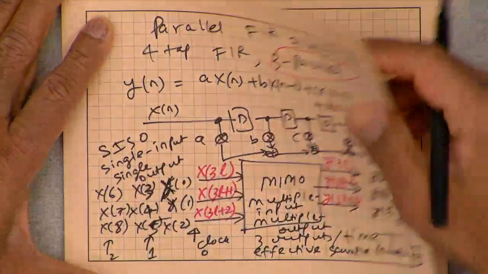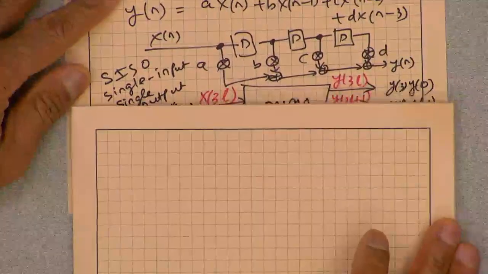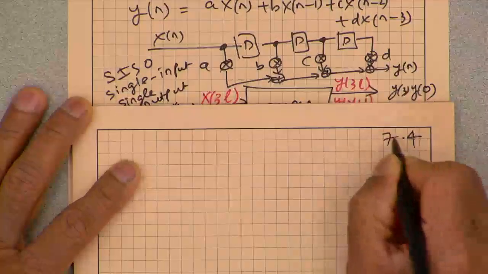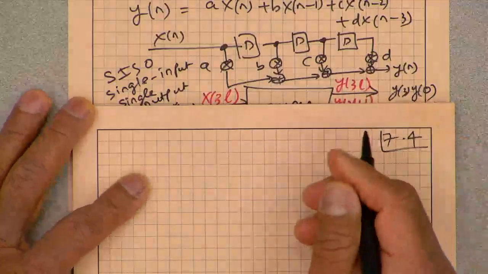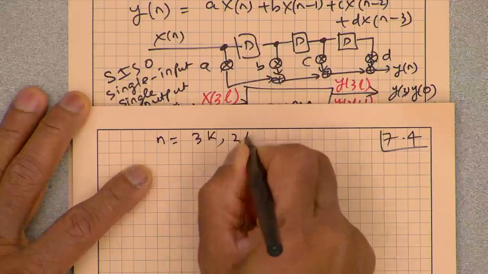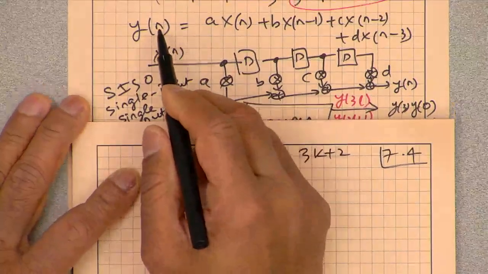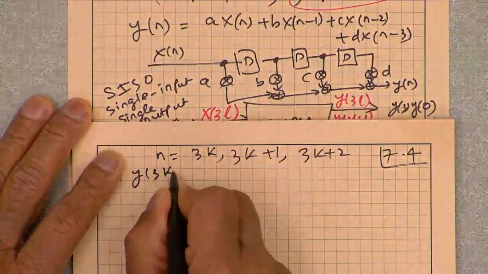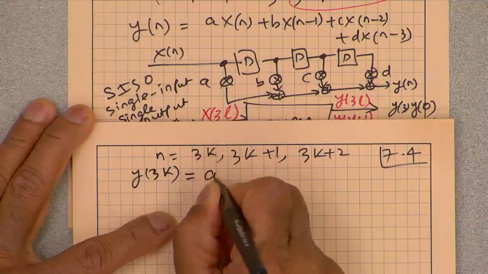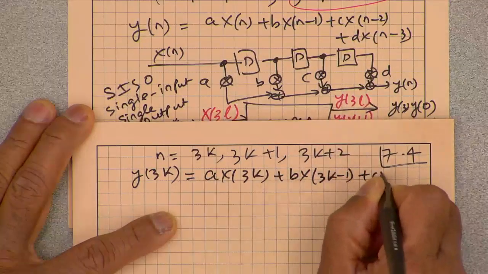So how can we draw a block diagram which is similar to this, but now computes 3 outputs instead of 1 output? Well, very simple. Substitute n equal to 3k, 3k plus 1, 3k plus 2. So for example, I can substitute for y3k, the output number which is a multiple of 3. Substituting n equal to 3k gives a x3k plus b x3k minus 1 plus c x3k minus 2.